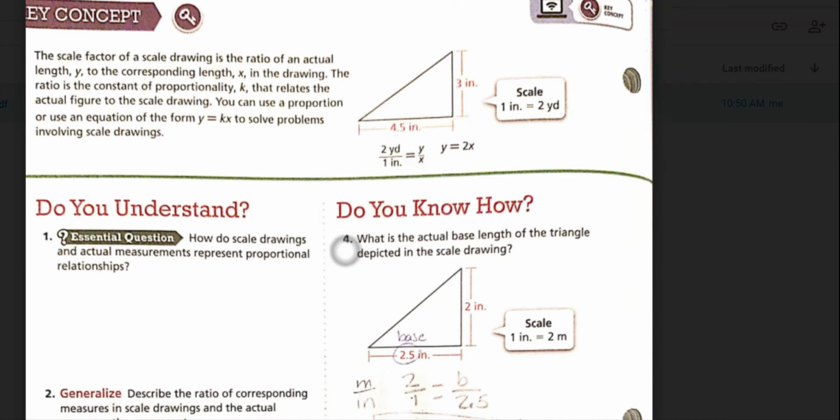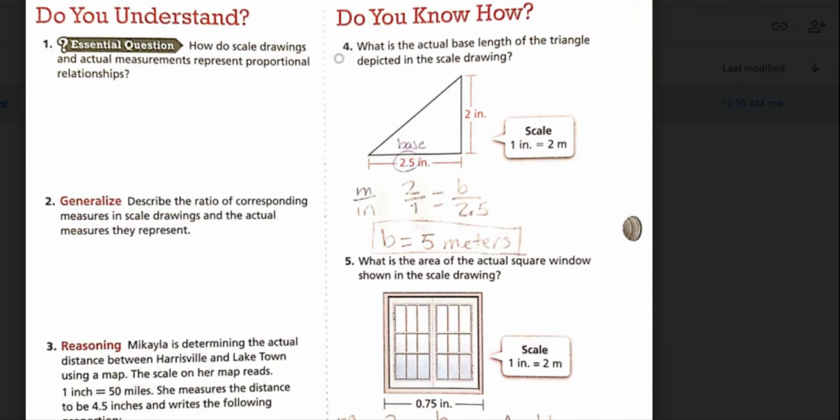So I did some problems for you guys. I'm going to go through them kind of quickly. Again, you have this document, so if you need to go back, you can. If you need to pause the video and think about what I said, you can do that too.